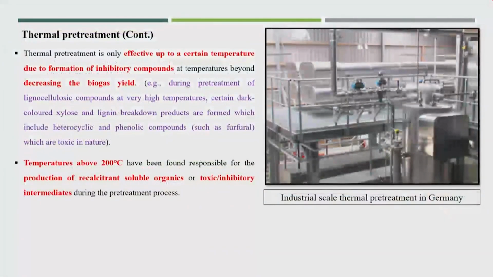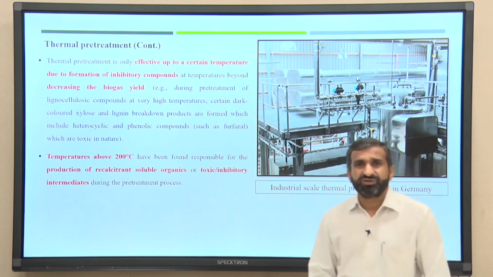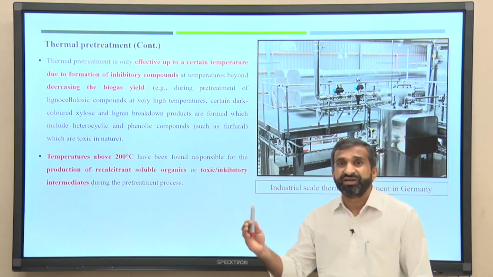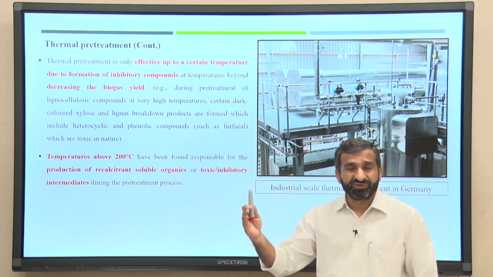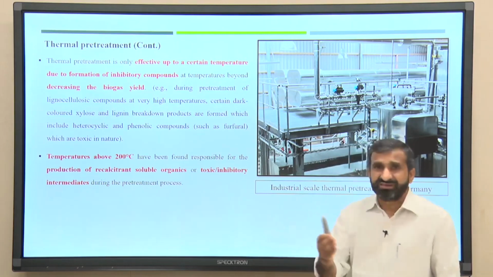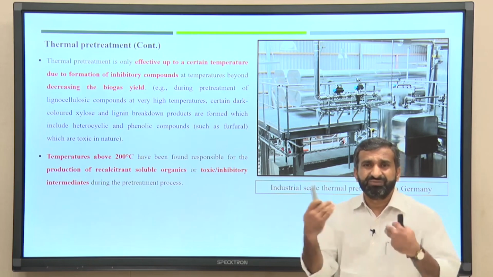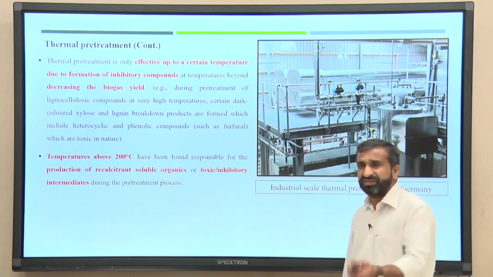So, temperatures above 200 degree centigrade have been found responsible for the production of recalcitrant soluble organics or toxic or inhibitory compounds during the pretreatment process, and for different biomasses different temperatures will be required. So, I think initially we have to do some laboratory studies: one particular substrate will require how much temperature and how much duration. This is also an important factor, like some substrates will require 30 minutes only, some will require 2 hours at this particular temperature, and depending upon the temperature, like in the microwave oven, the time requirement may be only 5 minutes, or 10 minutes itself could be enough to finish the pretreatment process.